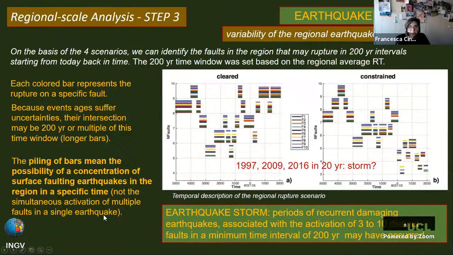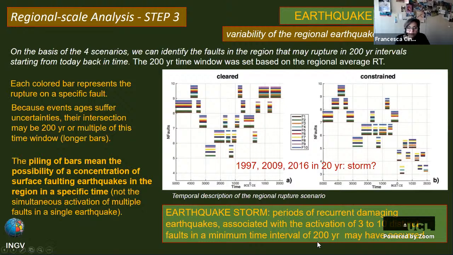We also explored the variability of the regional earthquake recurrence, and on the basis of the 4th scenario, we attempted to identify the faults in the region that may rupture in a 200-year interval, starting from today back in time. We decided on a 200-year time window just because we were setting this based on the regional average recurrence time.